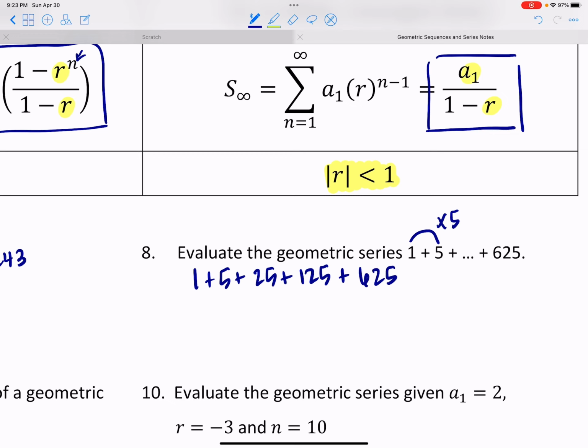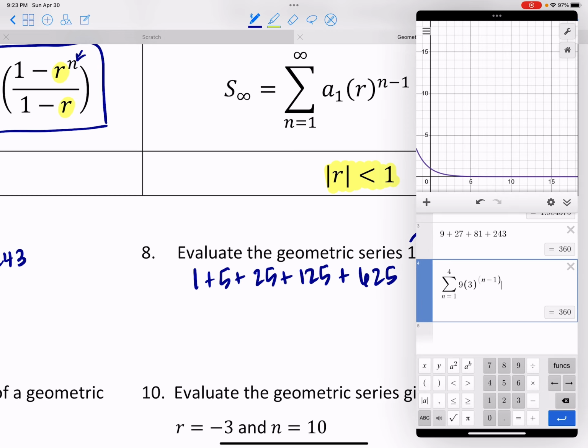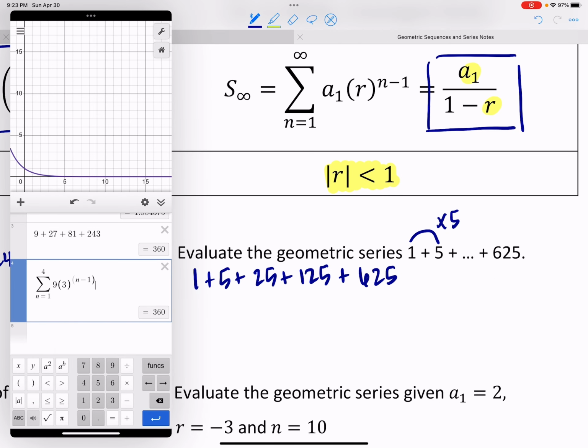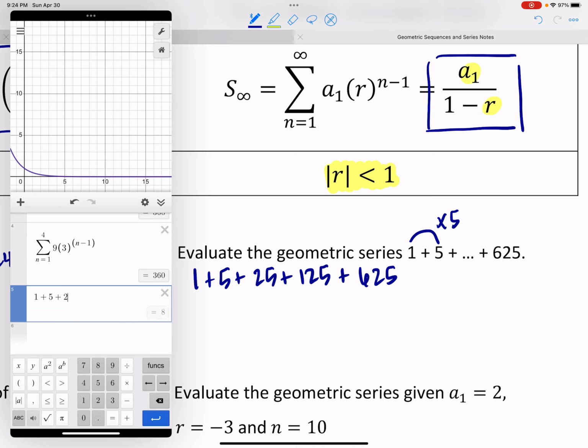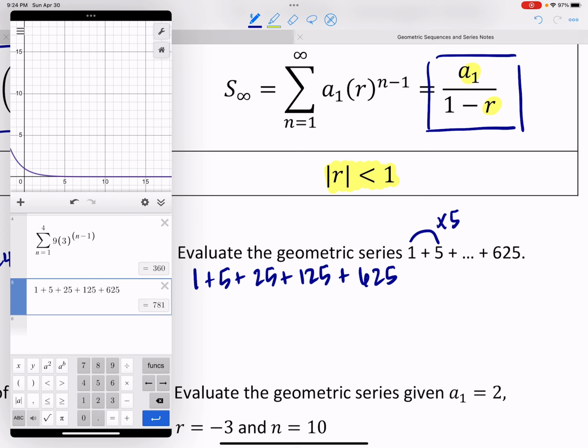I don't need any fanciness for this. I already have all the numbers on my list. Now I can just add them together. And actually, I don't think I need a calculator. 625, 750, 775, 780, 781. But my lack of confidence will have me go to the calculator anyway. And 625, and there it is, 781. So here we have the sum for 1, 2, 3, 4, 5 terms, amounting to 781.